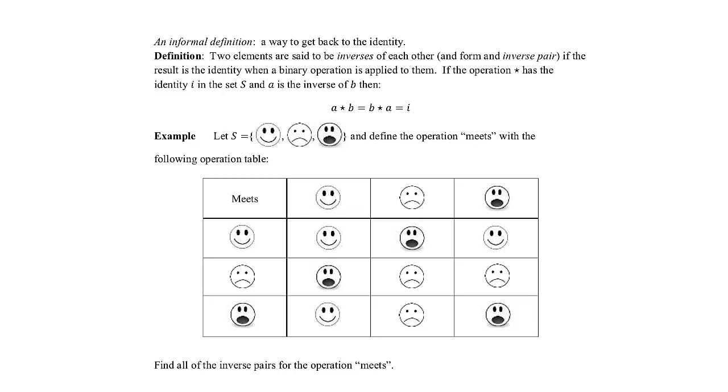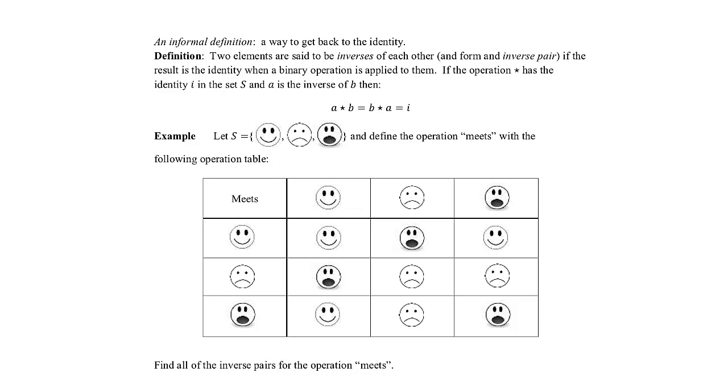Two elements are said to be inverses of each other, and they form an inverse pair, we call it, if the result is the identity when we use this binary operation. So apply two things, put them together. If you happen to get the identity out of the deal, you found an inverse pair.